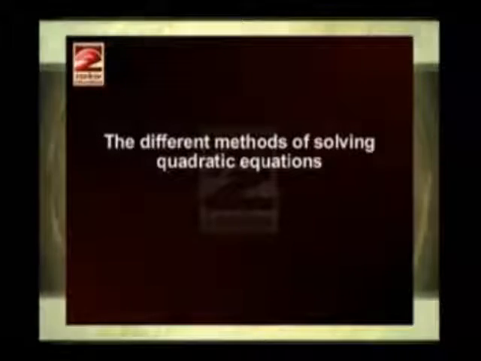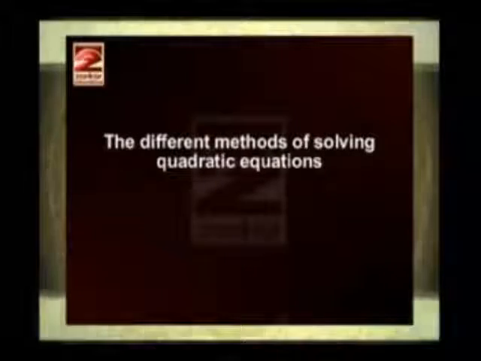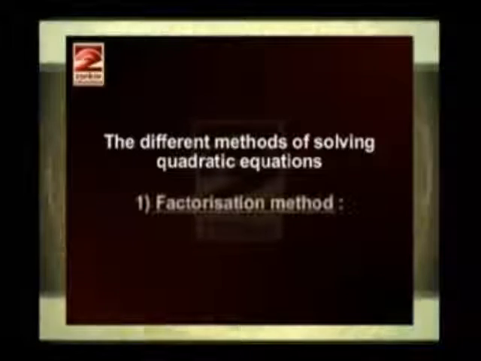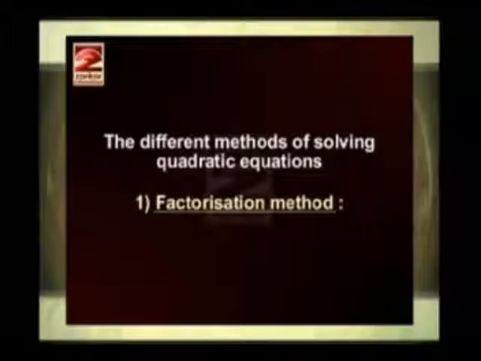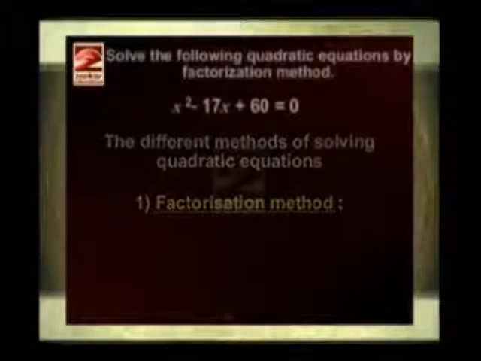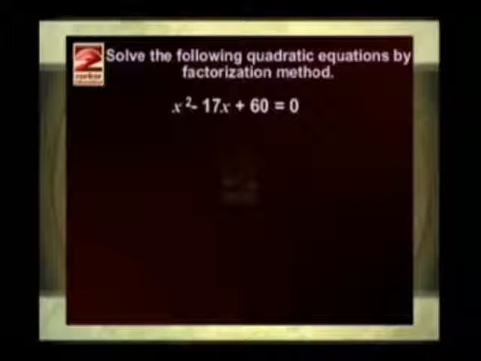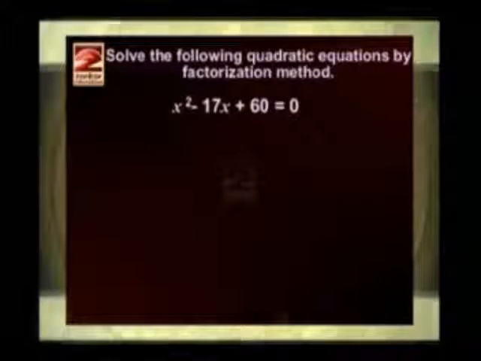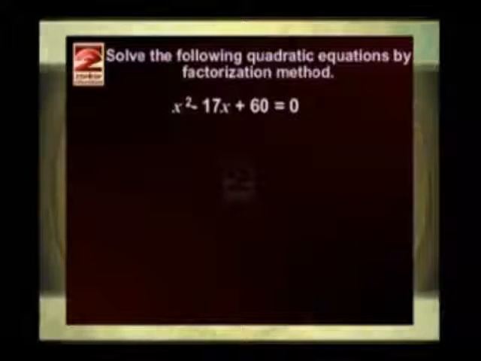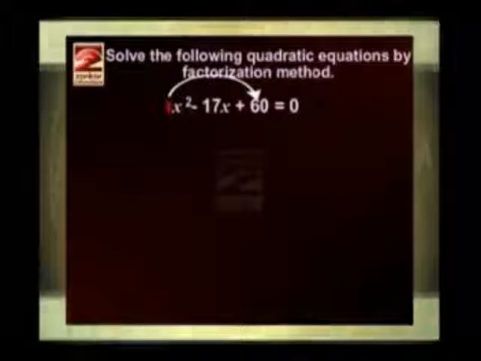Now we'll use the different methods of solving quadratic equation. The first is factorization method. Now the question is, solve the following quadratic equation by factorization method. x square minus 17x plus 60 is equal to 0. Now first we'll multiply 1 into 60, the product is plus 60.